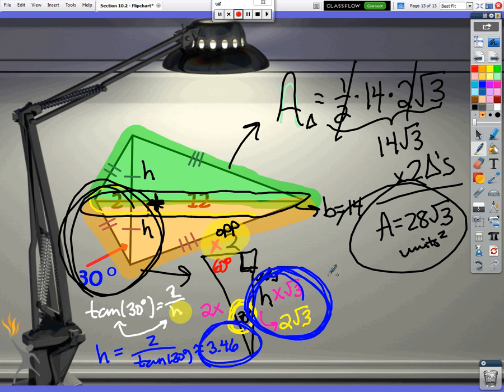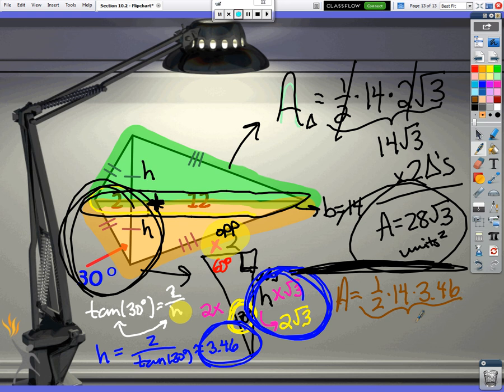But again, if I wanted to look at this as the approximate with the 3.46 as the height, then I would say area equals 1/2 base 14 times height 3.46. And so if I type that into my calculator, I get 24.22. And again, that's the green triangle, and I've got 2 of those. So I would say, let's take the 24.22 and let's double it. And so that's going to give me 48.44 as the area of the kite.